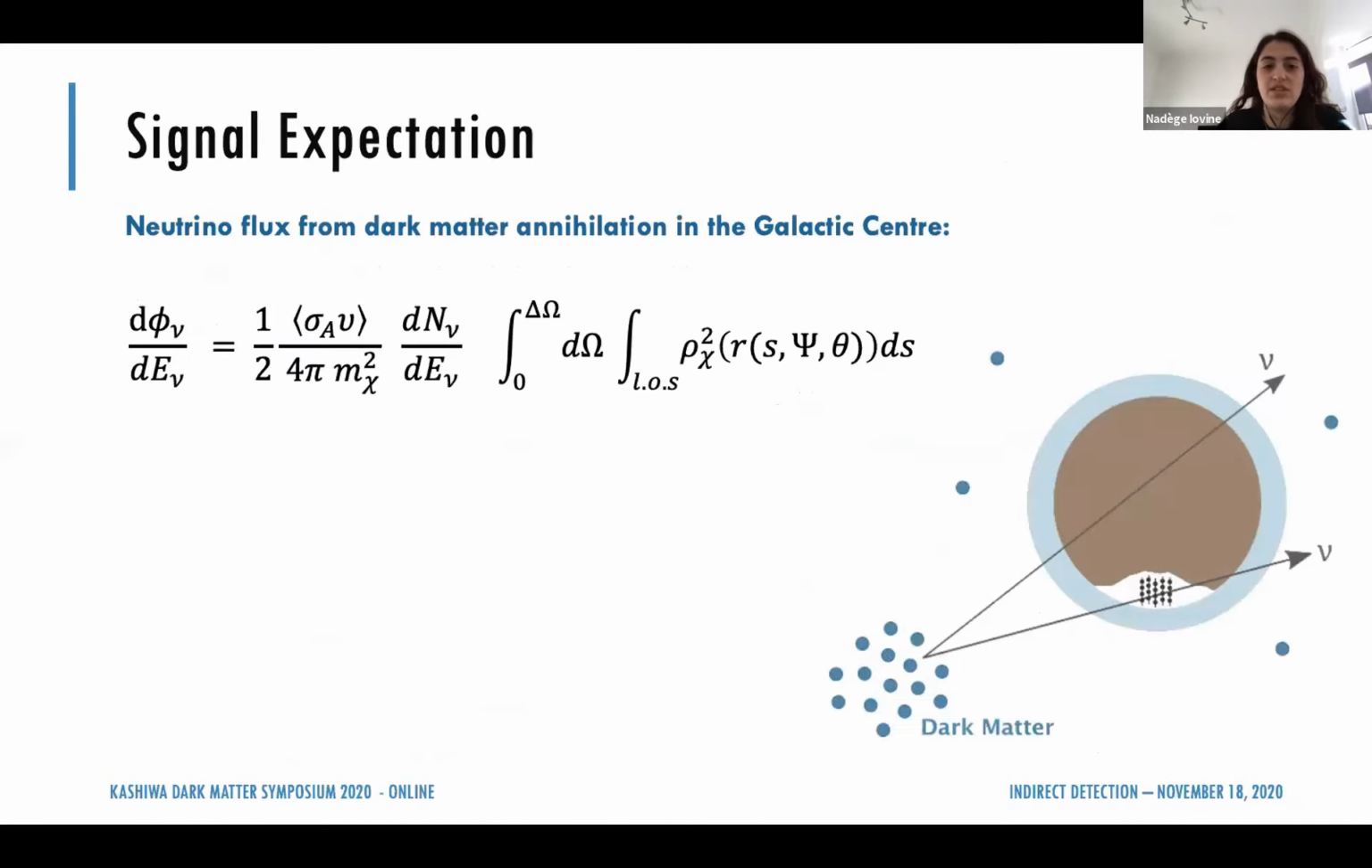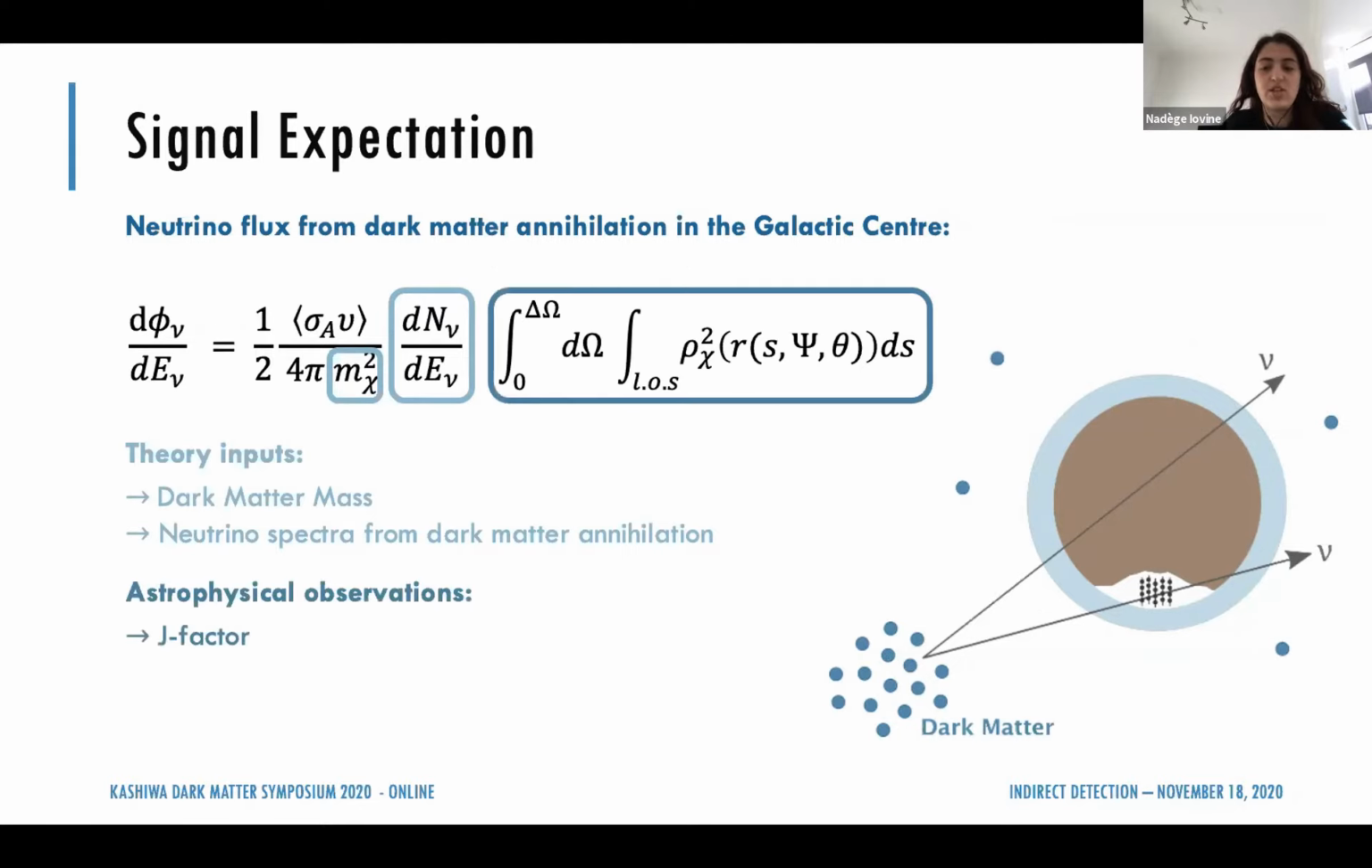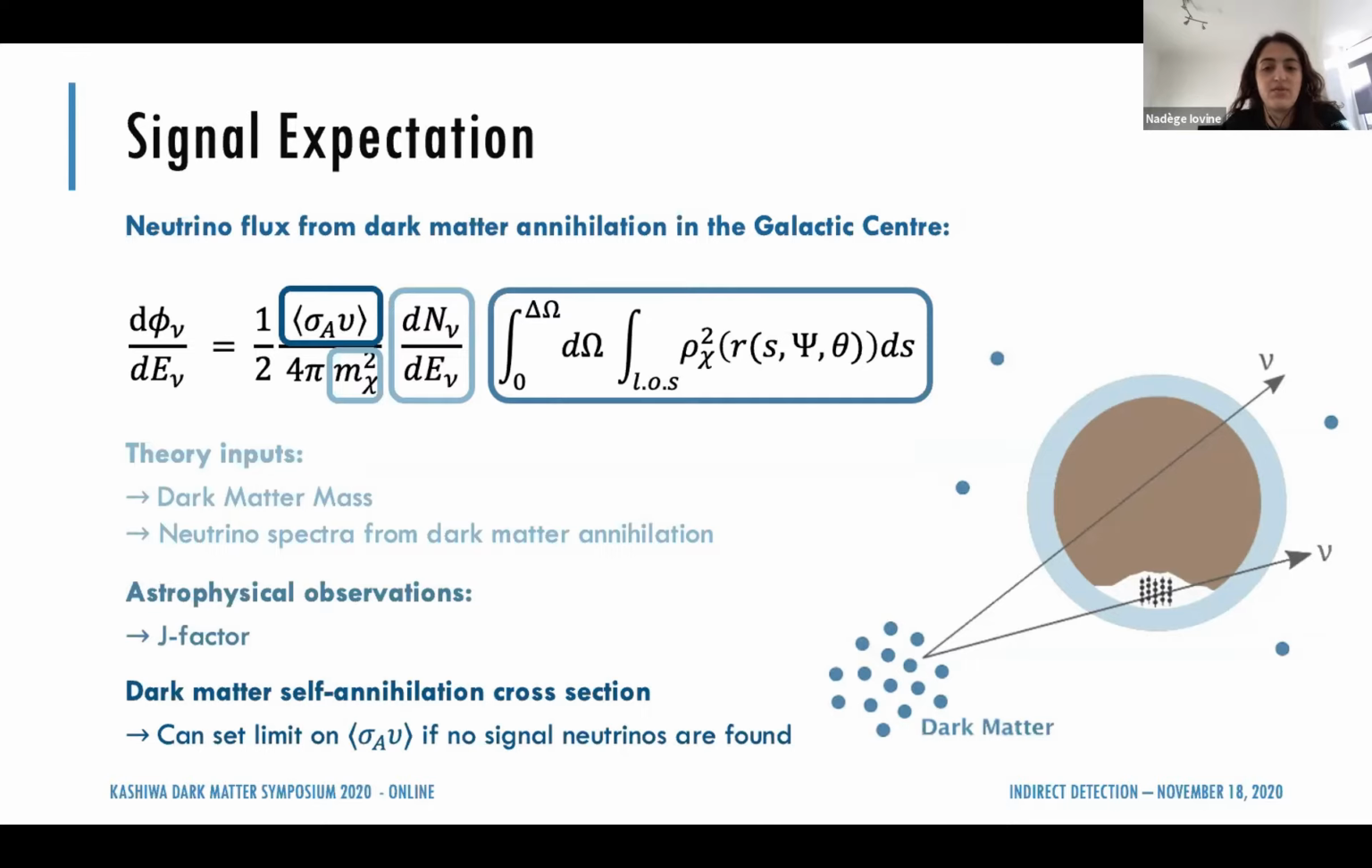So you've seen this equation already. We can estimate the neutrino flux from dark matter annihilation in the Galactic Centre from the following equation, where the dark matter mass and the neutrino spectra are given from theory. We have this term, which is known as the J factor and is derived from astrophysical observation. Lastly, there is the dark matter self-annihilation cross-section, on which we can set limits if no signal neutrinos are to be found.